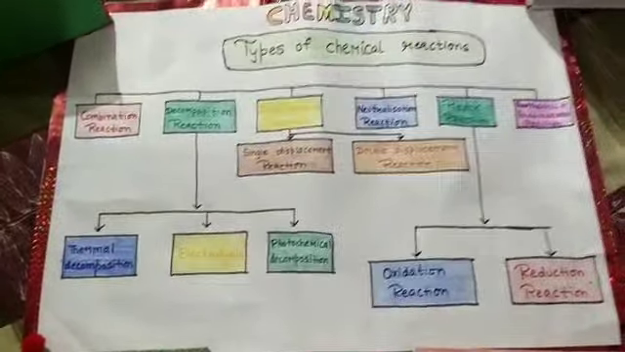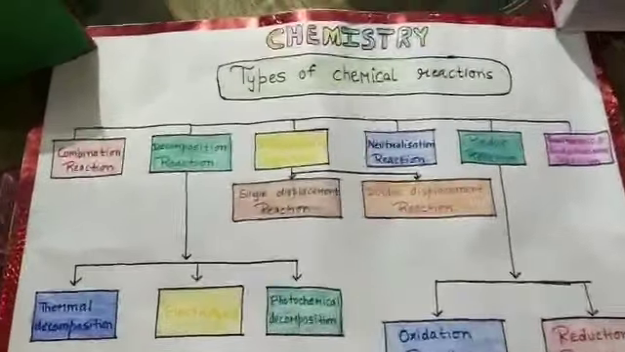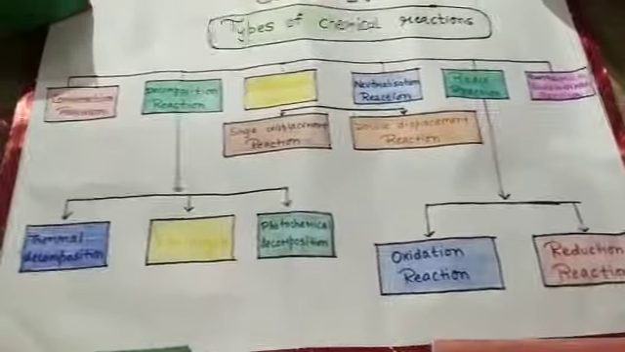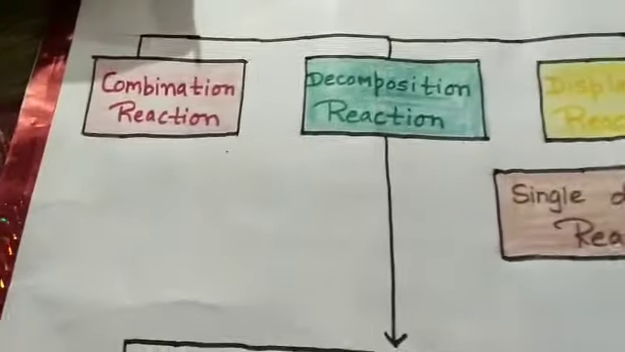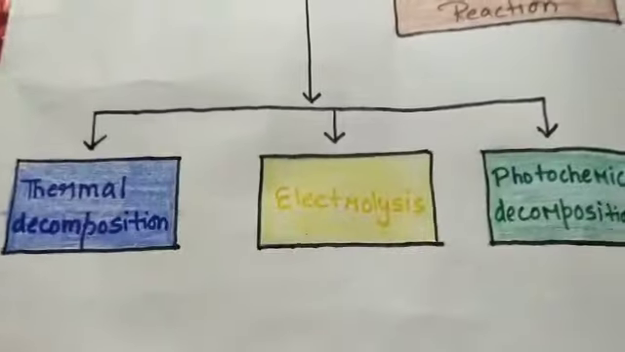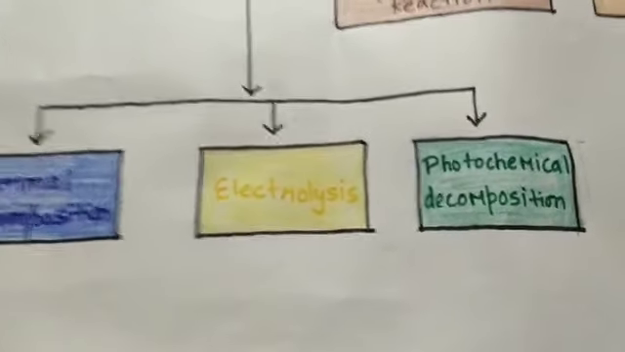First of all, I'm going to show you my chart on the topic types of chemical reactions, as mentioned in the holiday homework. So these are the different types of chemical reactions and their further classification. The first one is combination reaction. The second one is decomposition reaction, which is further of three types: thermal decomposition, electrolysis, and photochemical decomposition.